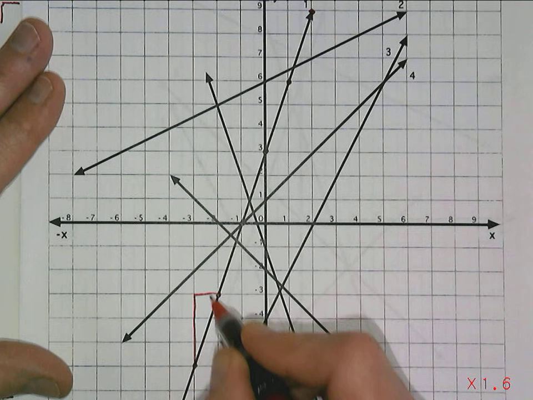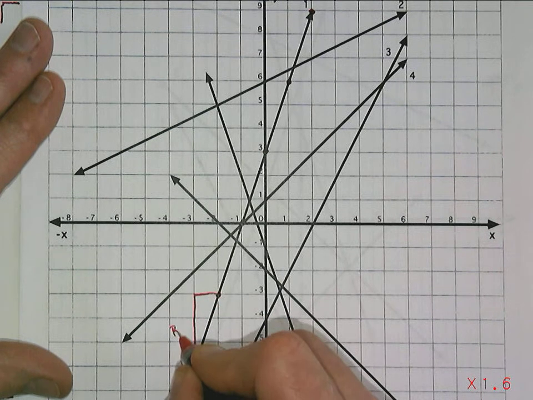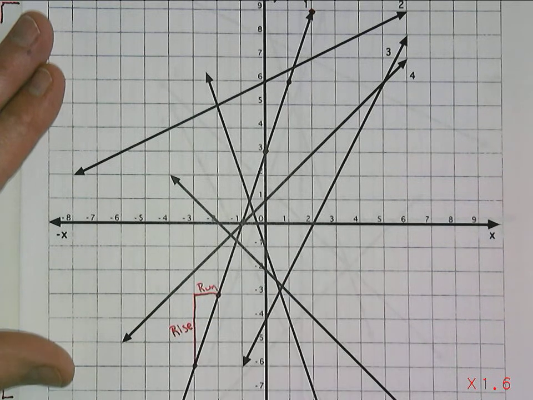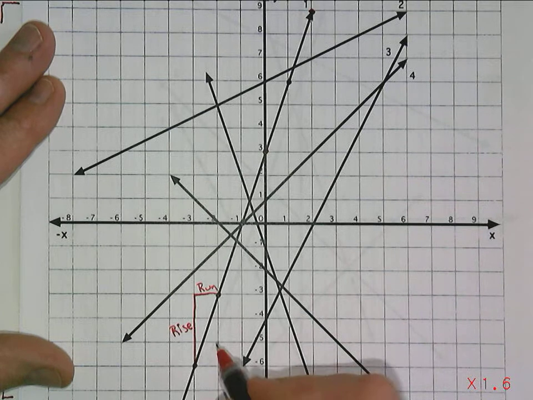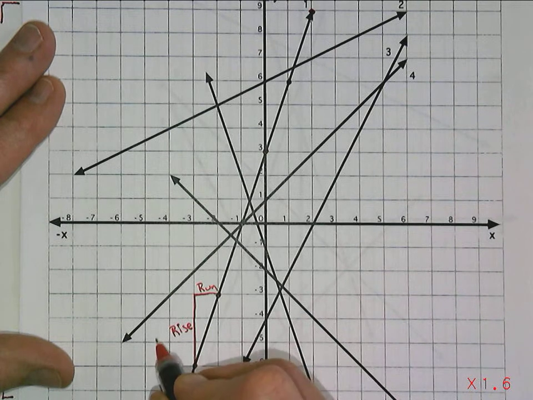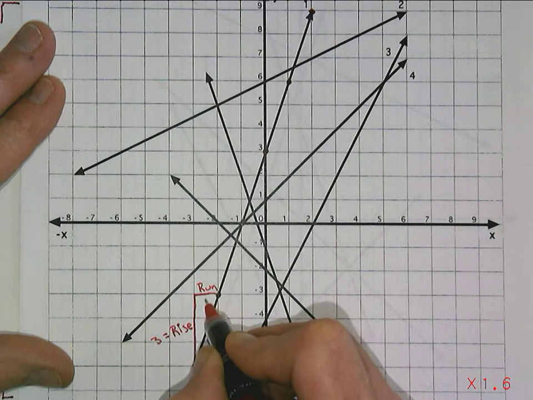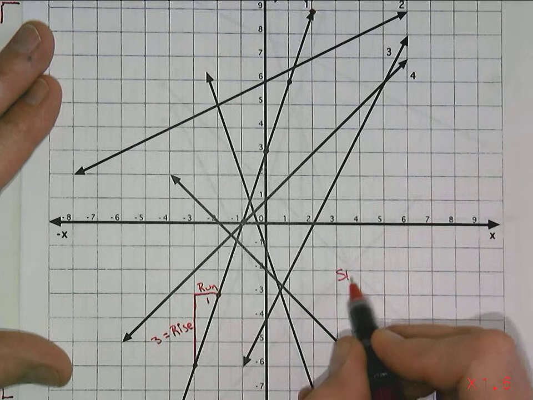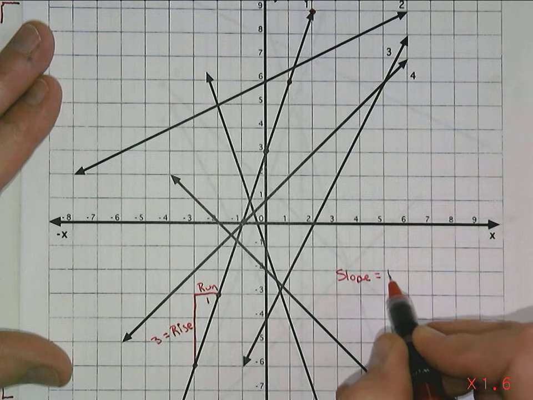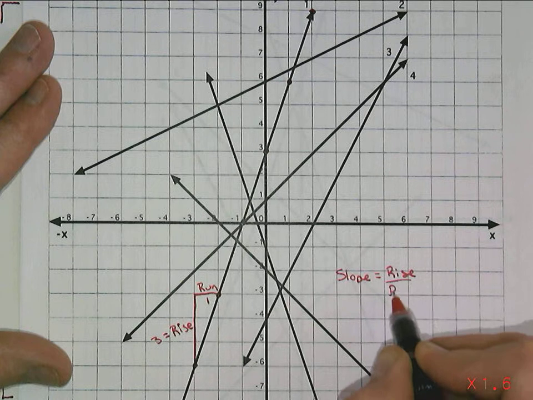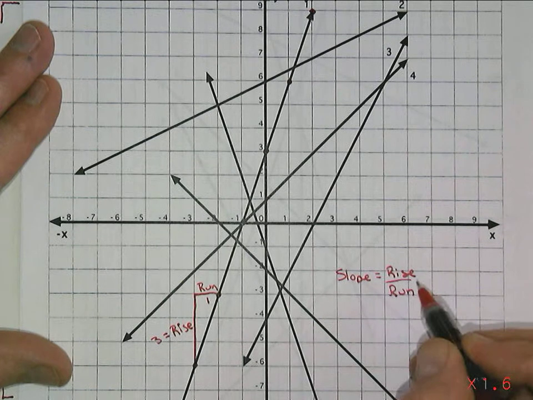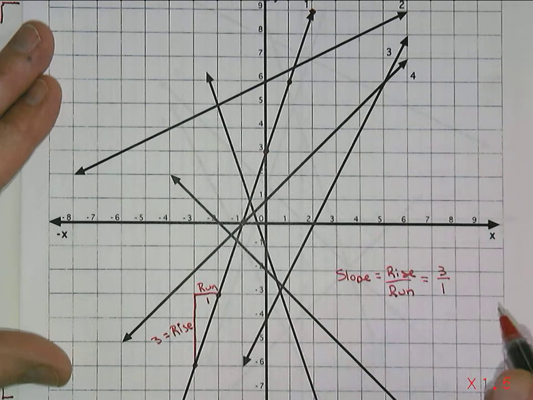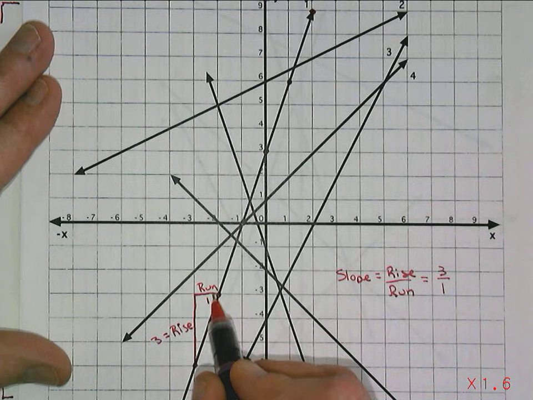What I'm looking for in a slope is how much it goes up versus going over. We call this the rise, and this the run. In this case, the rise, it goes up 3, and the run, it goes over 1. And so we say that the slope is the rise over the run. It's a ratio, a fraction of how much it goes up versus how much it goes over. In this case, the rise is 3 and the run is 1.